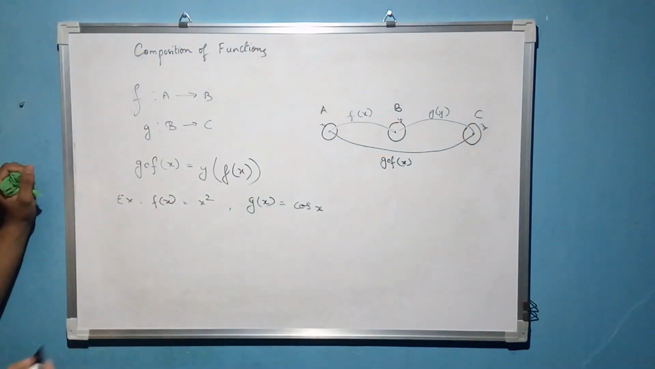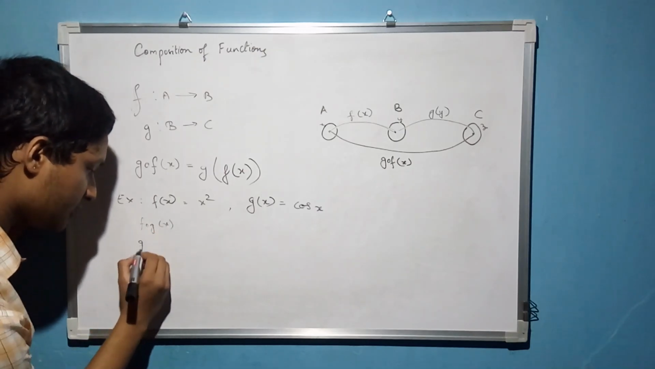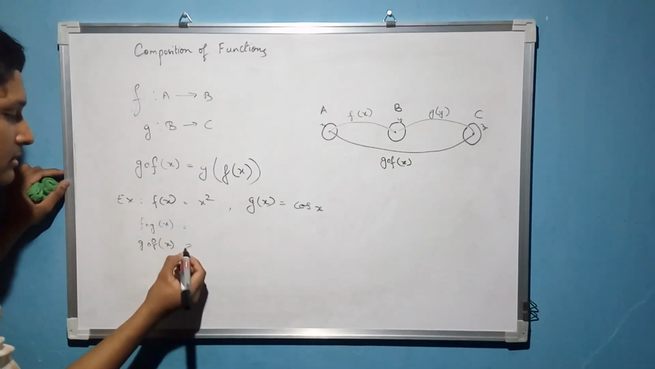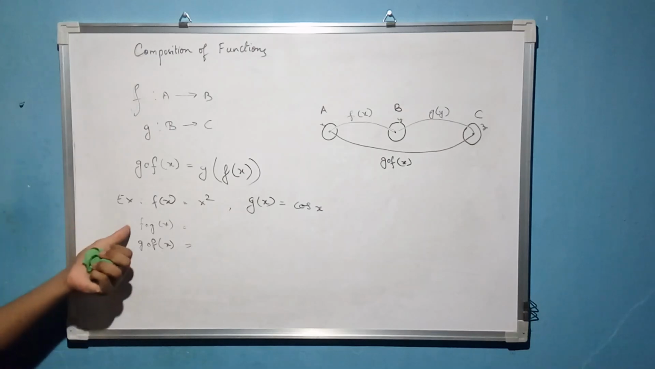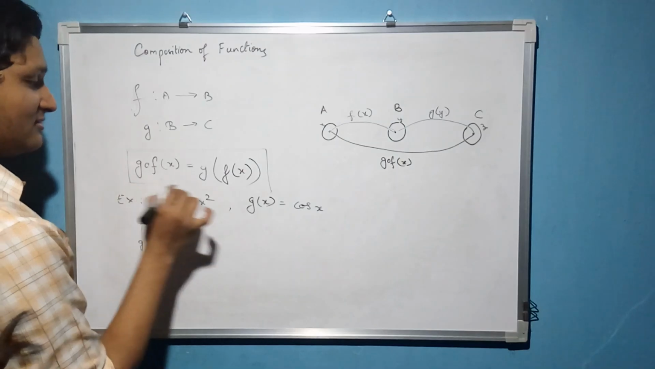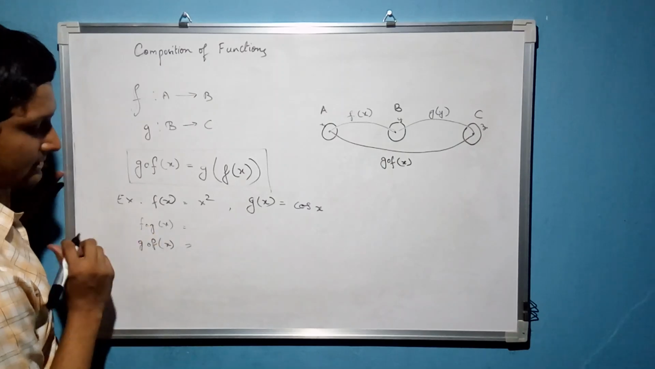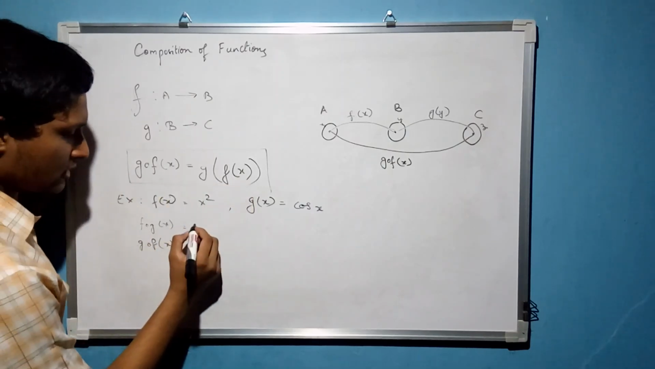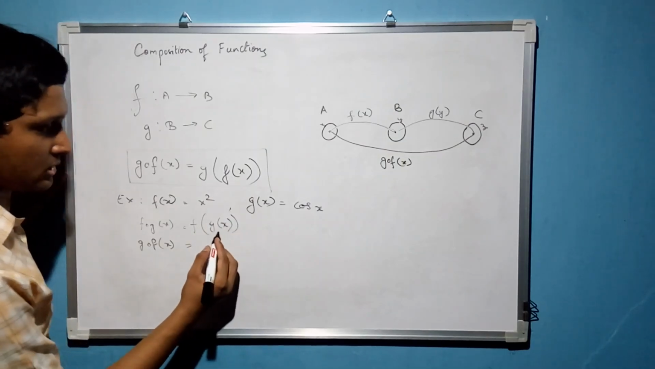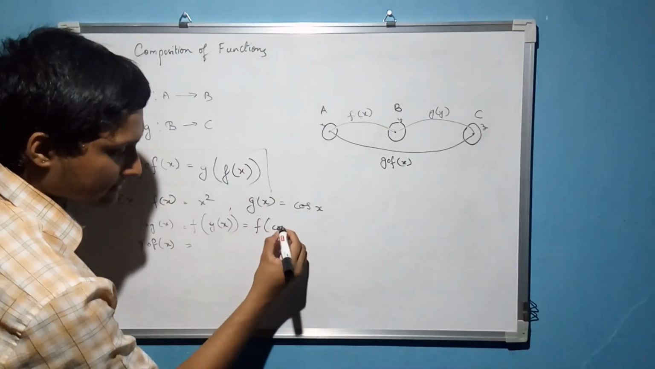I need to find f dot g of x and g dot f of x in both the cases. According to this definition, it's a definition, not a statement, f dot g of x is f of g of x. What is g of x here? Cos x. So f of cos x.